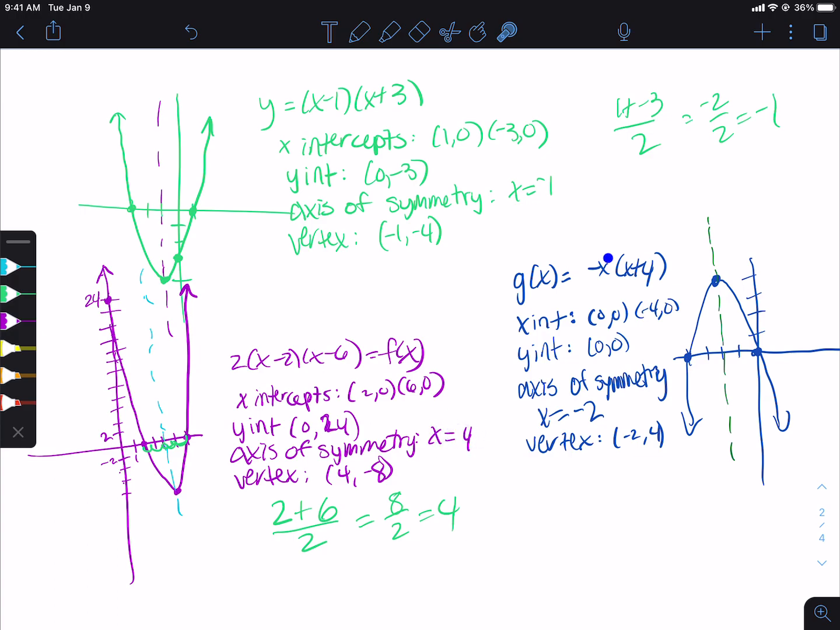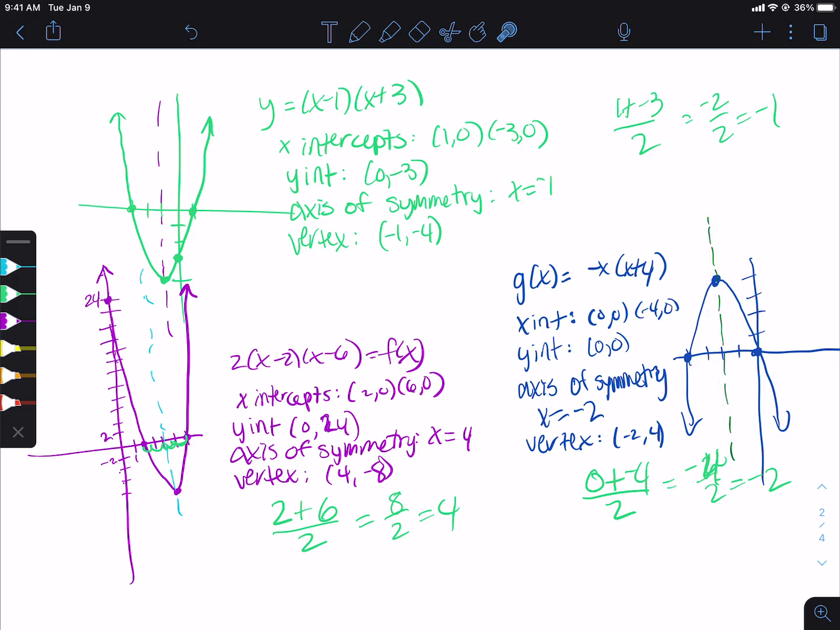Right? If we try it here, we change the sign here, which is +0, so it's just 0. Change the sign here, so that's -4. So we're taking 0 and -4, and then we're cutting that in half to find the average. So -4 cut in half gives us our -2, which is our axis of symmetry.